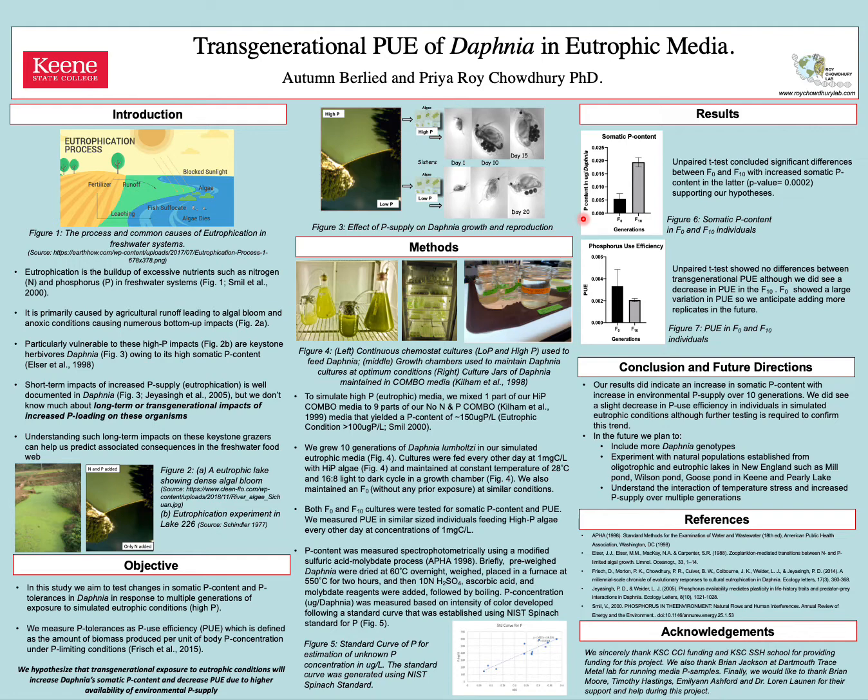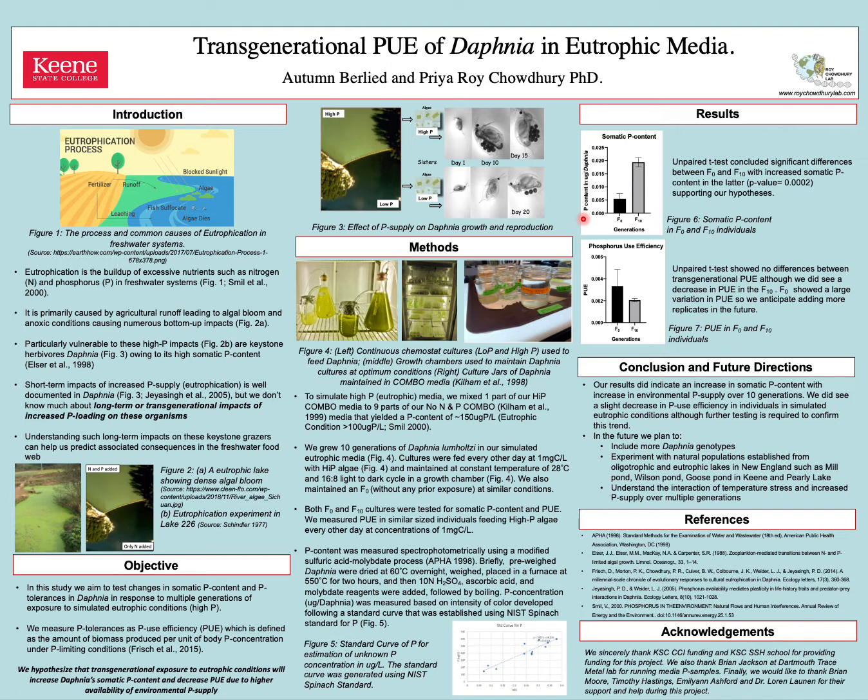To grow my generations, I created a media that simulated high P or eutrophic conditions. The media was 1 part high P media to 9 parts no N and P combo media. Upon testing, this media was shown to have about 150 micrograms of phosphorus per liter. Eutrophic conditions are generally expected to be at or above 100 micrograms of phosphorus per liter. And we grew our cultures in glass jars at 28 degrees Celsius with a cycle of 16 hours of light to 8 hours of dark.